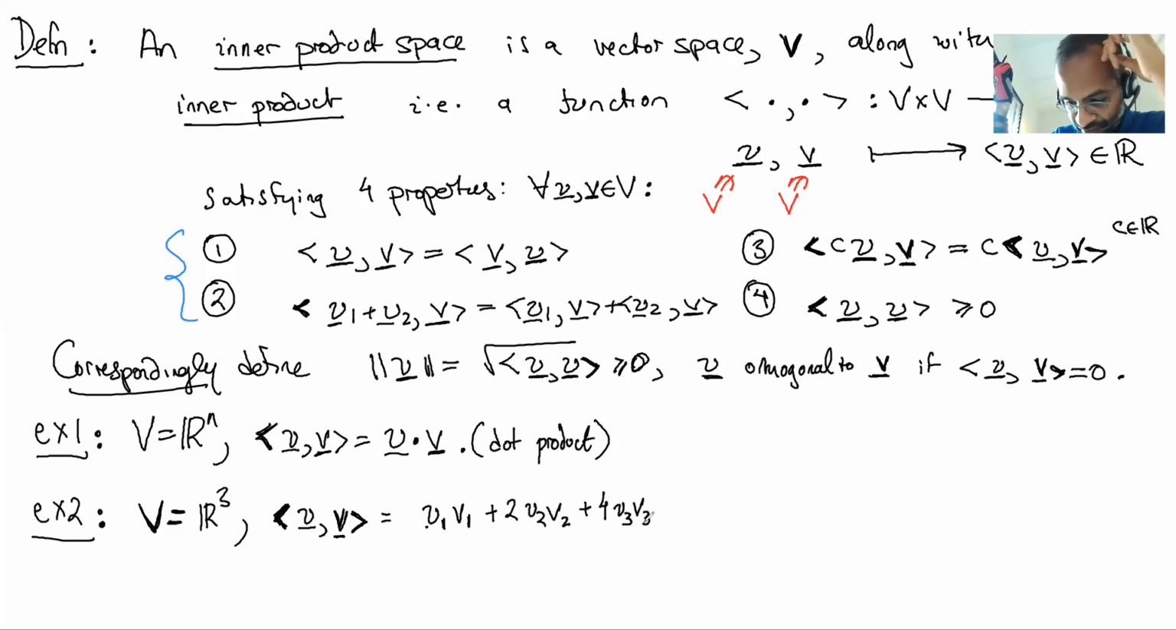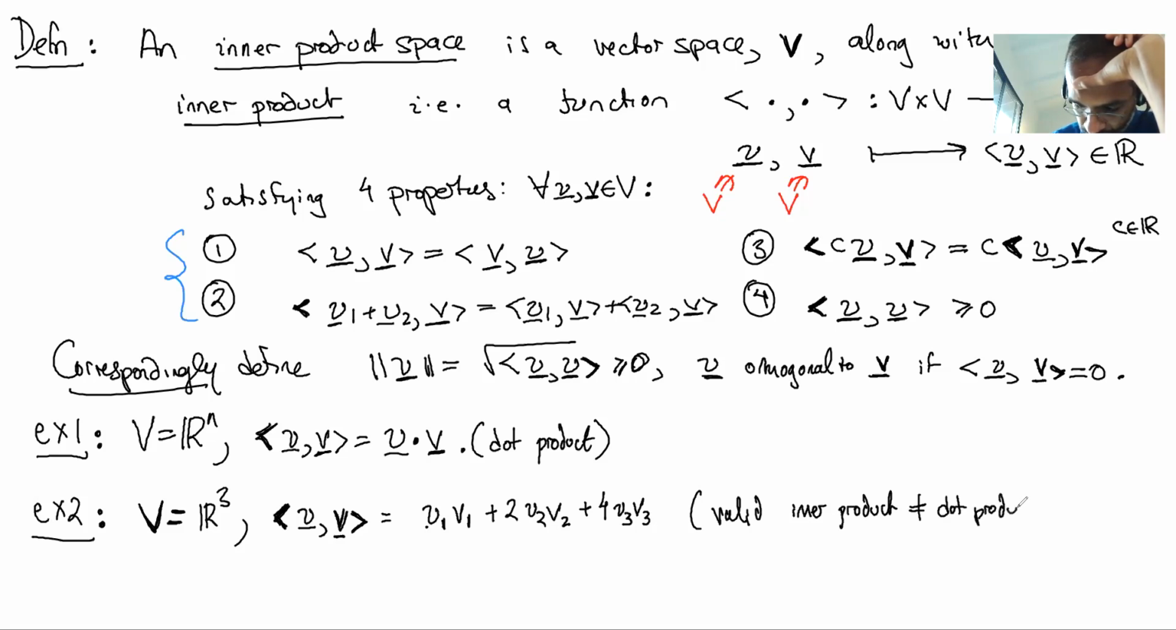And you can check it satisfies the three properties, right? The order of u and v doesn't matter. You can easily check that it's linear. And if you take the inner product of u with itself, you get something non-negative in this case. So this satisfies all three properties. This is a valid inner product that's not equal to the dot product. So there are actually many choices of inner products on a given space.